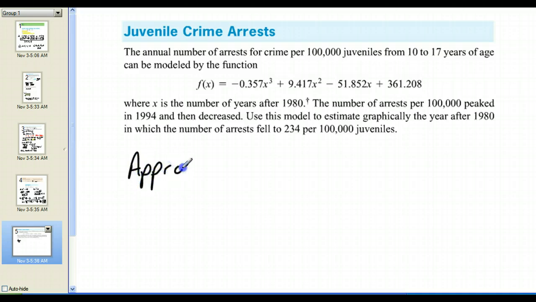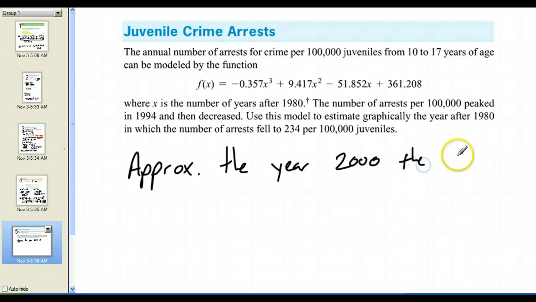So approximately the year 2000 is when the number of arrests fell to 234 per 100,000.